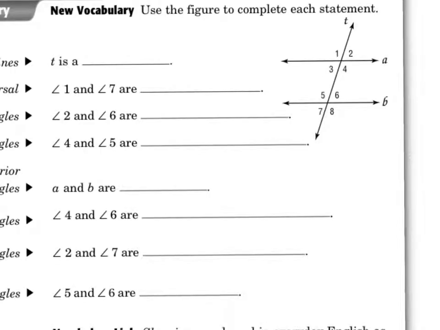Okay, so first, what we need to know. A couple of things here. First, we're going to look at T, and line T is called a transversal. A transversal is basically a line that crosses two lines, typically two parallel lines.